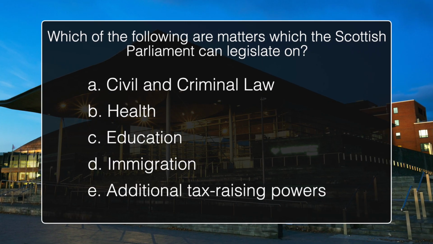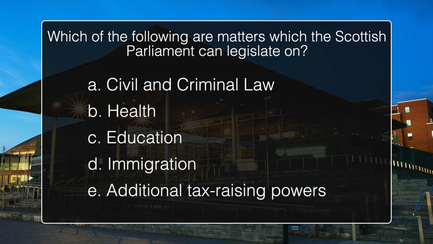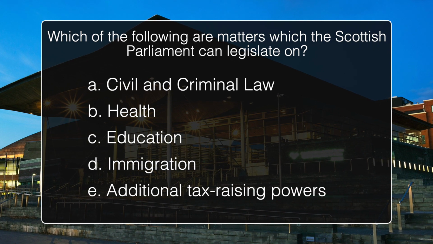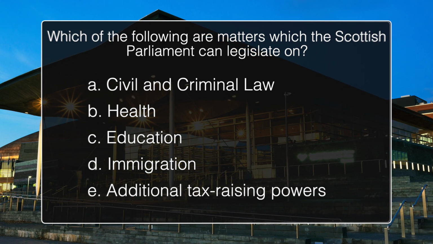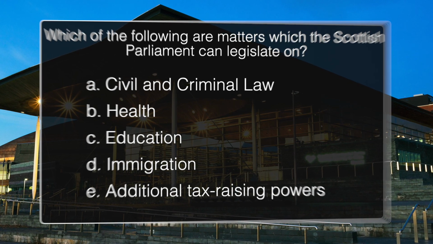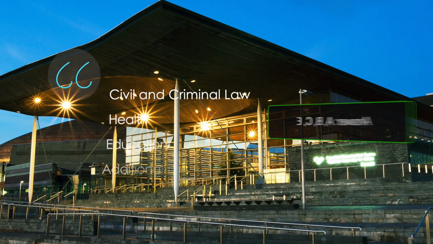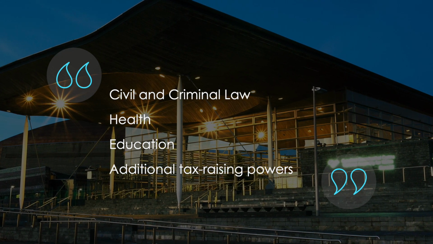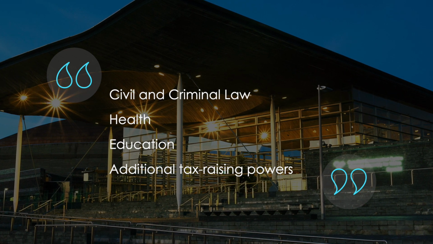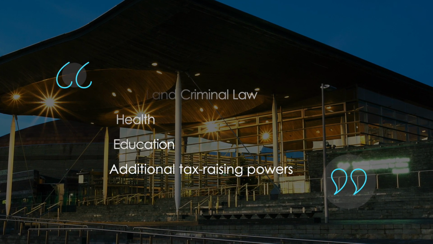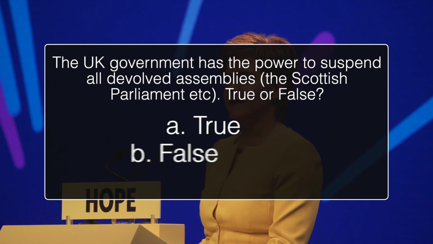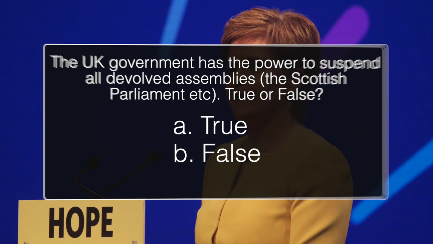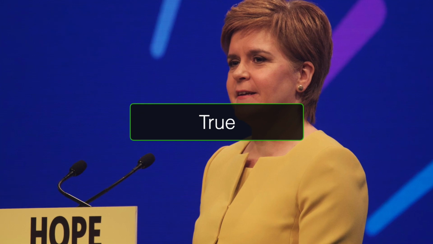Which of the following are matters which the Scottish Parliament can legislate on? Civil and criminal law, health, education, immigration, additional tax-raising powers. The answer is civil and criminal law, health, education, and additional tax-raising powers. Immigration is not a matter that the Scottish Parliament can legislate on. The UK government has the power to suspend all devolved assemblies. True or false? The answer is true.